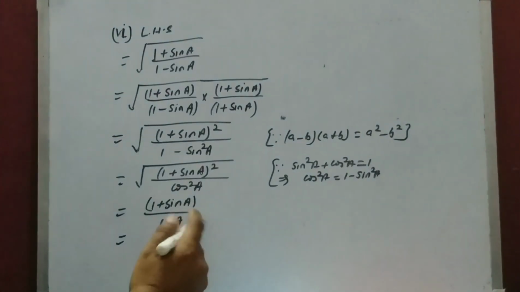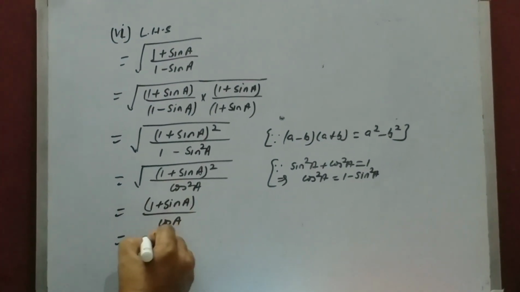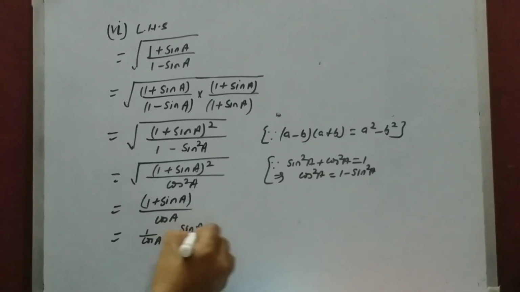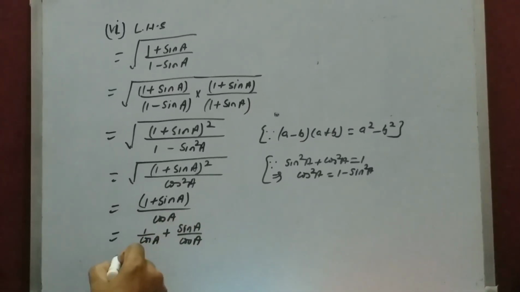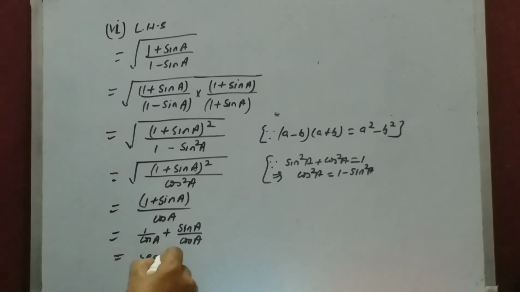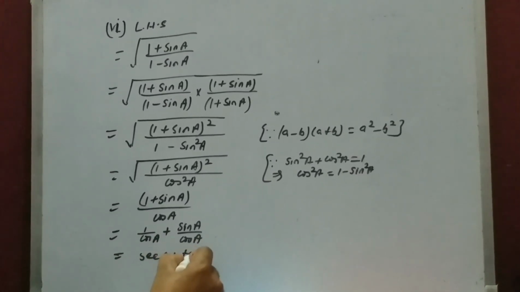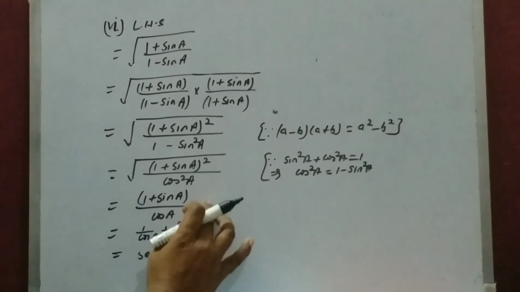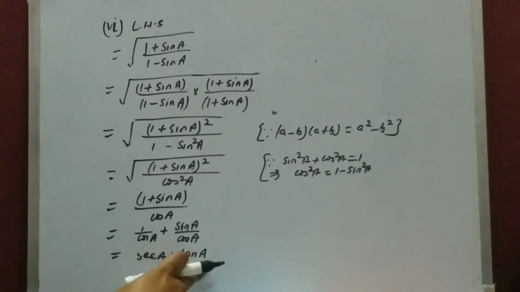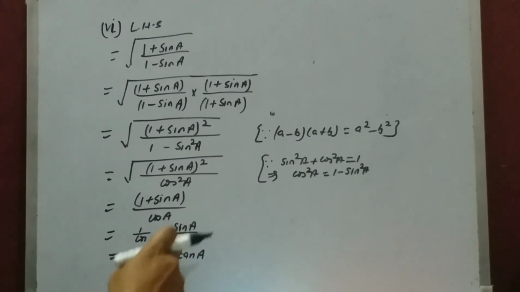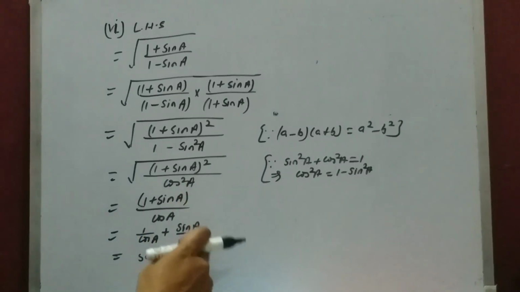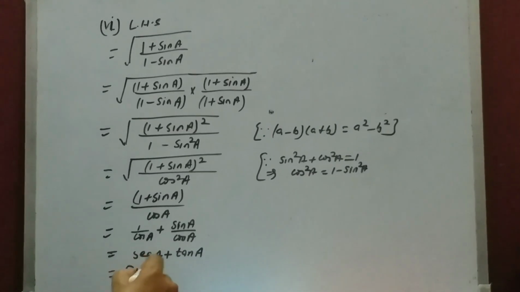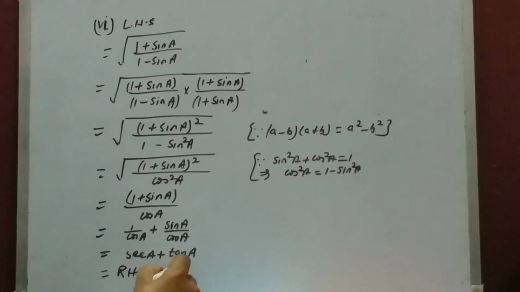This is not the RHS. So do the alternate division. 1 by cos A, and this is sin A by cos A. So this becomes sec A, and this becomes tan A. If this is asked in the question, you will leave the answer here, and if this is asked as the RHS, you have to come from here to here like this by doing the alternate division, and this is the RHS. Hence proved.